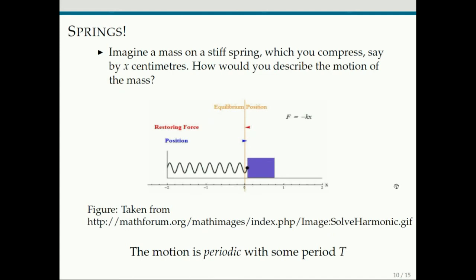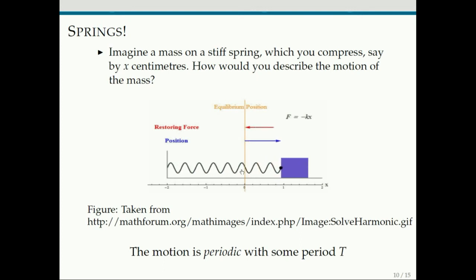Now, let's think of another very physical application. Suppose you have a mass on a very stiff spring, and you compress it, say, by some amount x from its equilibrium position. What do you think would happen to the mass? Well, you probably think it will oscillate back and forth, and that's exactly what happens. So here's an animation of this happening.